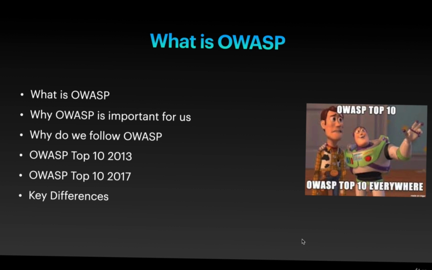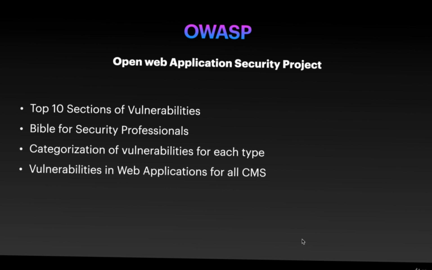So what is OWASP? In the following slides, we are going to see what OWASP is, why OWASP is important, why we follow OWASP, OWASP 2013, OWASP 2017, and what the key differences are between the two. OWASP stands for Open Web Application Security Project. The top 10 section of OWASP signifies the top 10 vulnerabilities that we find in any web application. OWASP is also considered a Bible for security professionals.